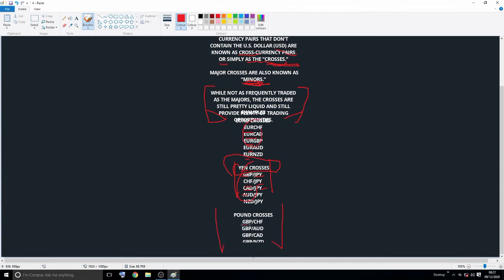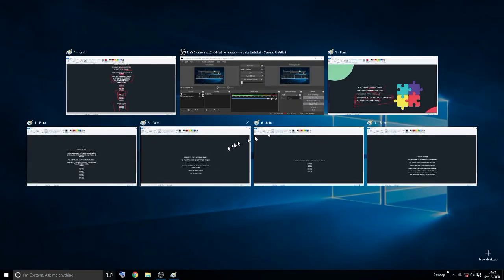The same applies with the pound crosses. They consist of GBP JPY, GBP CHF, GBP AUD, GBP CAD. They all come with the GBP. Now you know what crosses are.